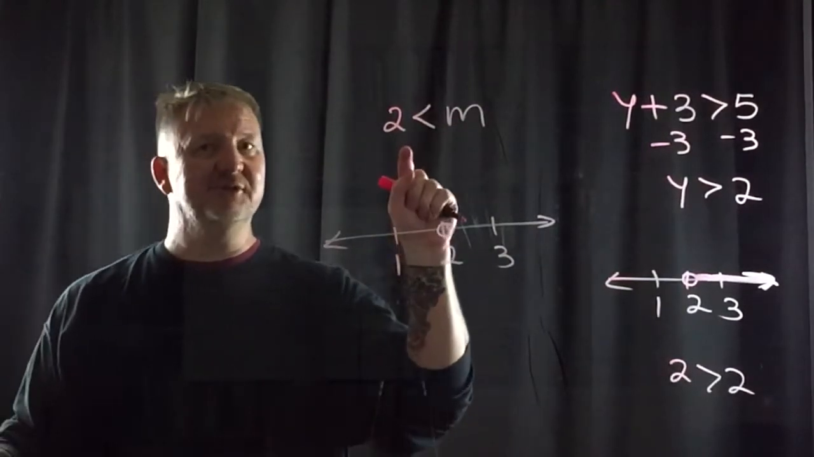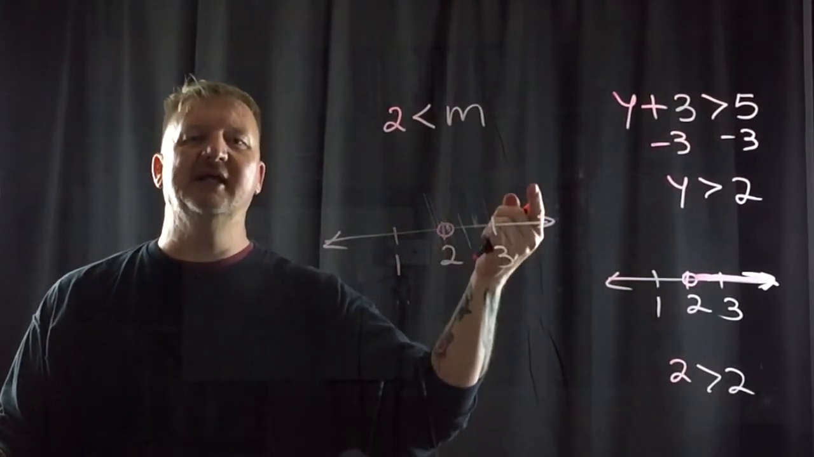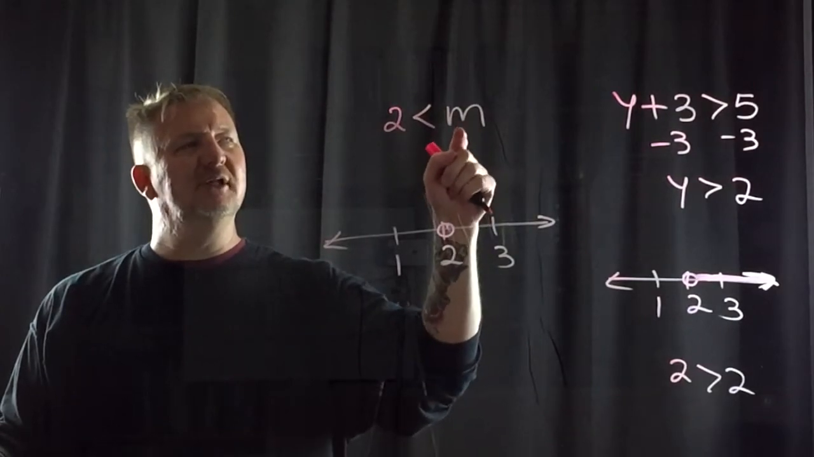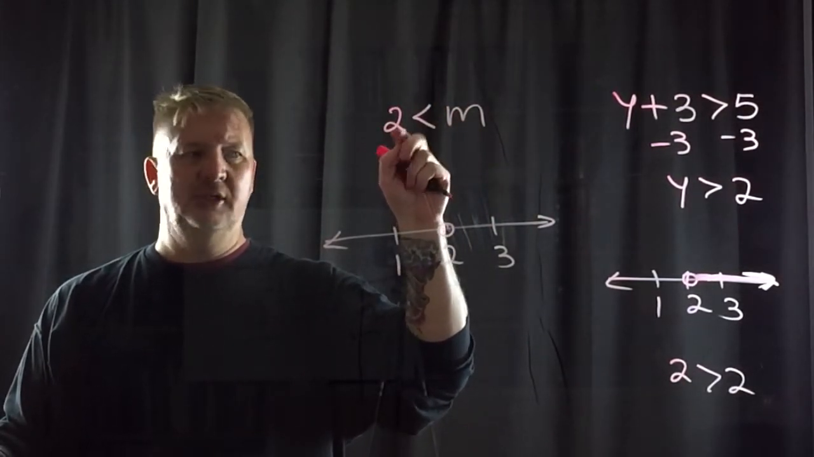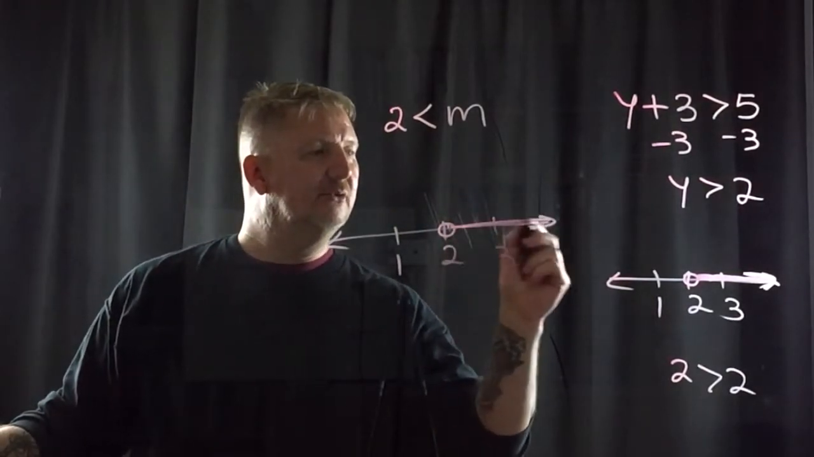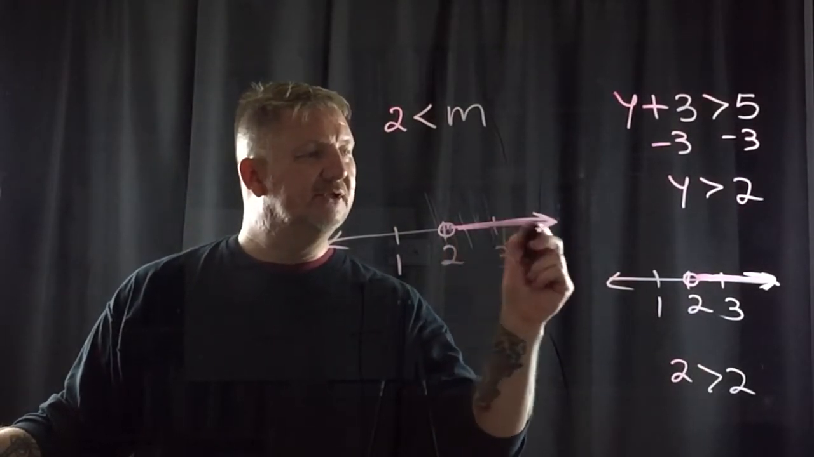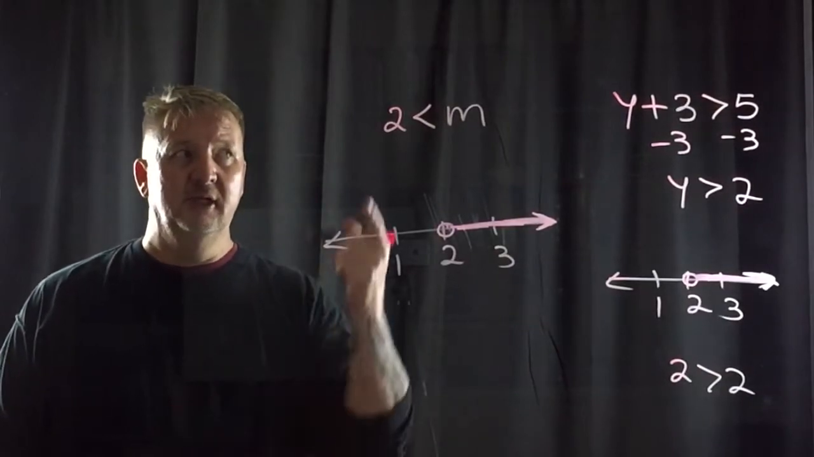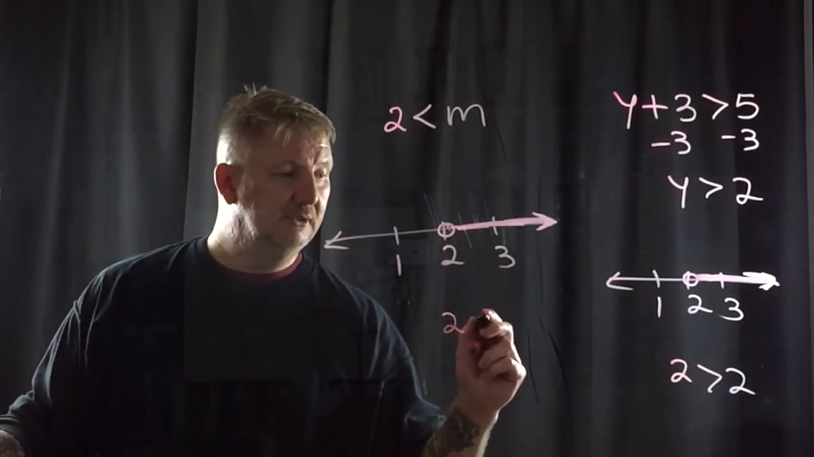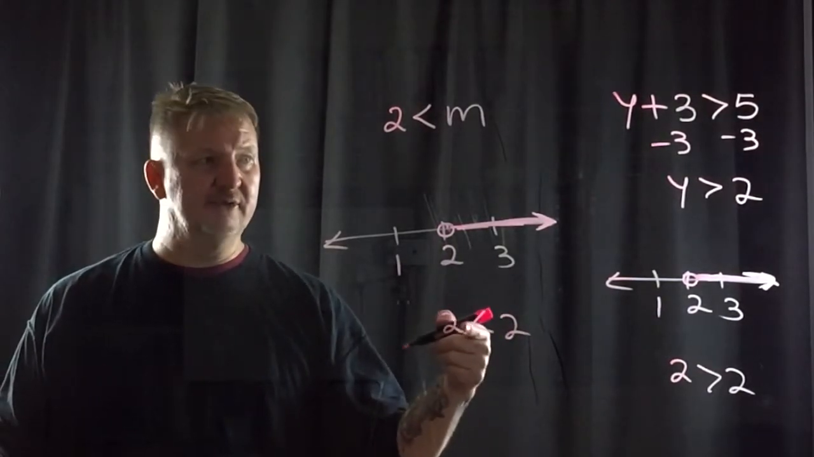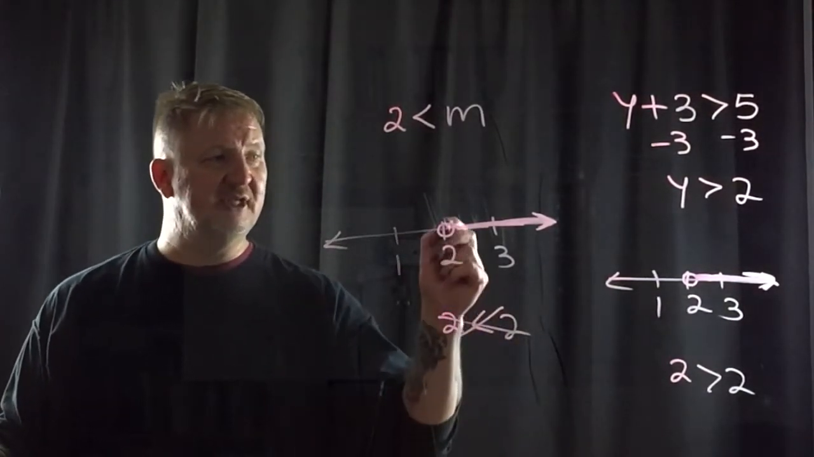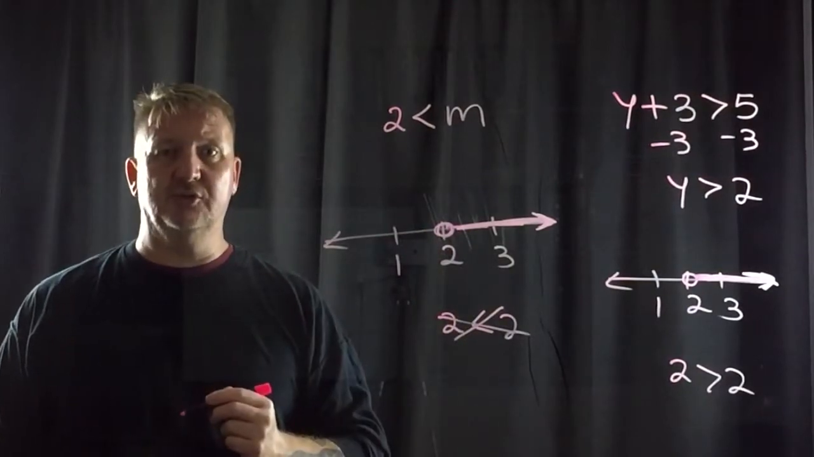But there's a difference here. The m is on the right-hand side. So realistically, I have to look at this as m is greater than 2. That tells me any value greater than 2 will be my answer. If I try to plug 2 in here, 2 is not less than 2, and 2 is not greater than 2. So this is not a true statement. That's why we use the open circle.